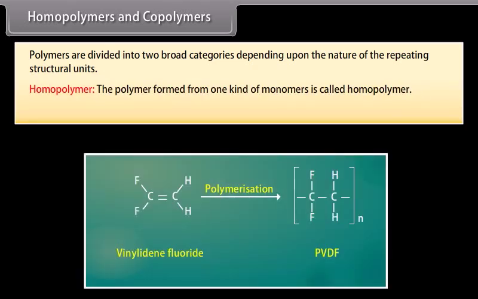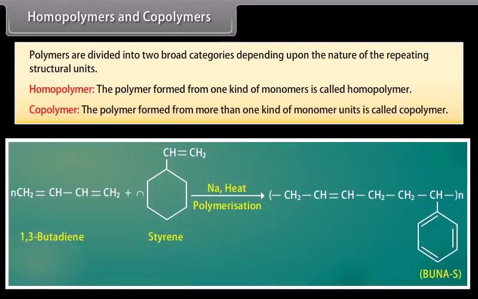Homopolymer. The polymer formed from one kind of monomer is called a homopolymer. For example, PVDF is formed by vinylidene fluoride. Copolymer. The polymer formed from more than one kind of monomer units is called a copolymer. For example, Buna-S rubber is formed by 1,3-butadiene and styrene.